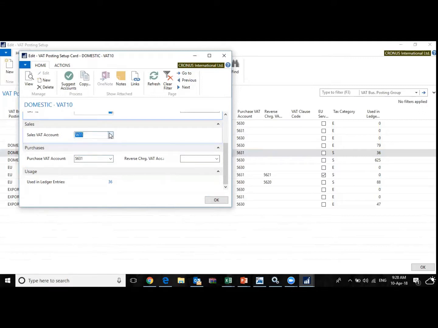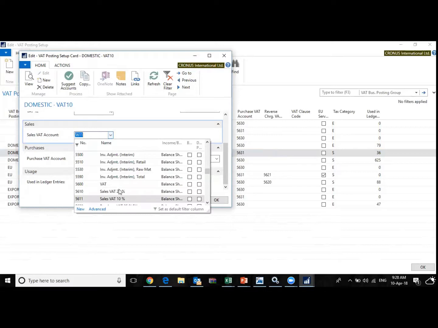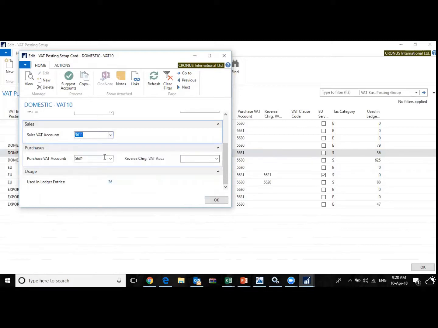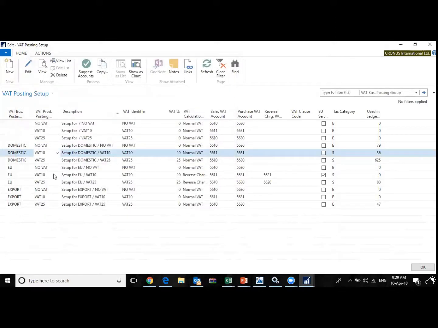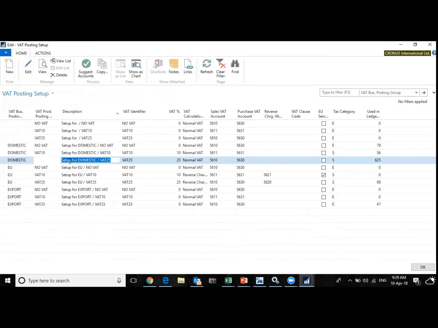Okay, and you can see that this is also linked to your chart of accounts. And then you have your purchase VAT account. Obviously, it's quite clear that if any purchase is happening on this VAT posting setup, then the VAT for the purchase will be posted in this account. Okay, so this is the thing that makes all the difference.